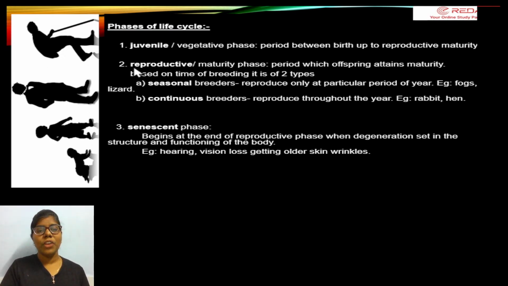And then we have the reproductive phase, that is the maturity phase. அப்ப இங்க வந்து ஒரு organism matured ஆயிடுச்சு, it is getting ready to produce the next generation. ஒரு organism juvenile இருந்து reproductive வந்தாச்சு, reproductive வந்ததுக்கு அப்புறம் it is now ready to reproduce the next generation. So that phase is called reproductive phase. Here we have two types of reproductive phase. One is seasonal and another one is continuous.